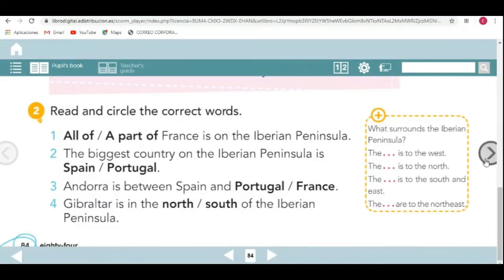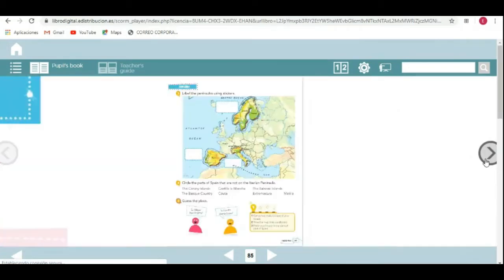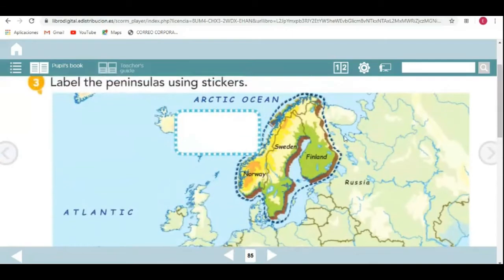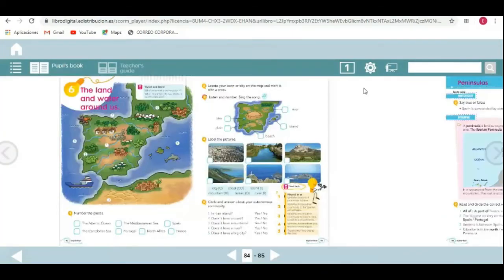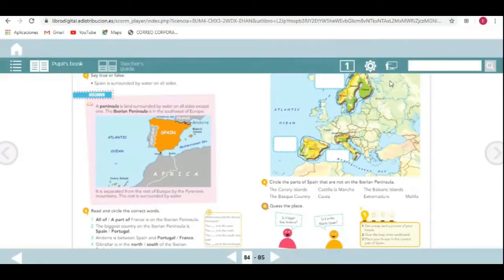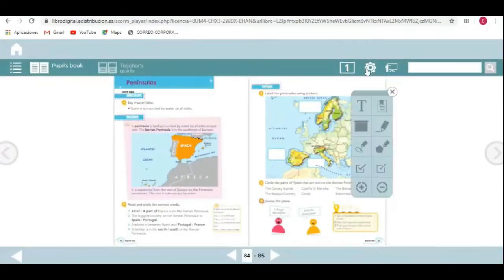Okay, let's go to page 85. On activity number 3, sorry, wait a minute. What you had to do here is place stickers. If you don't know, or if you haven't got stickers, wait.